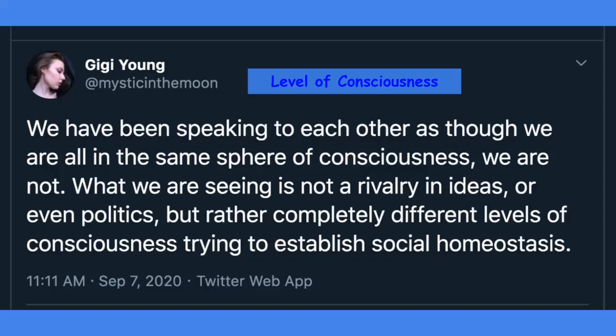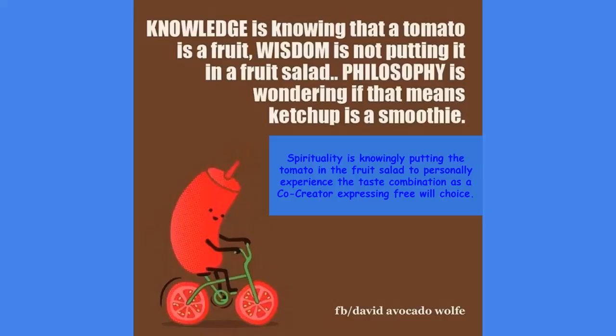We have been speaking to each other as though we are all in the same sphere of consciousness. We are not. What we are seeing is not a rivalry in ideas or even politics, but rather completely different levels of consciousness trying to establish social homeostasis. This is the level of consciousness.